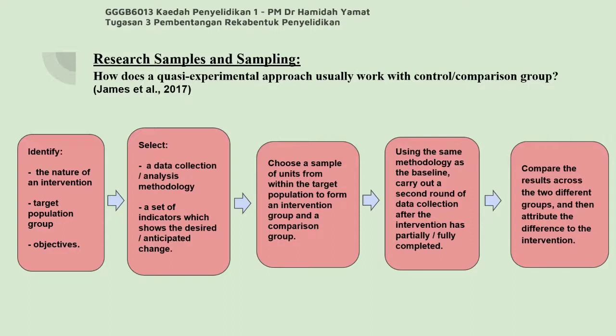After seeing the list of quasi-experimental studies, now we will learn how a quasi-experimental approach usually works with a control or comparison group. There are a total of 5 steps usually taken by researchers. First, they will identify the nature of an intervention, target population groups, and objectives, and then they will select a data collection or analysis methodology and a set of indicators that show the desired change. After that, they will choose a sample of units from the target population to form an intervention group and a comparison group. Using the same methodology as the baseline, they will then carry out a second round of data collection after the intervention has partially or fully completed. Finally, they will compare the results across the 2 different groups and then attribute the difference to the intervention.